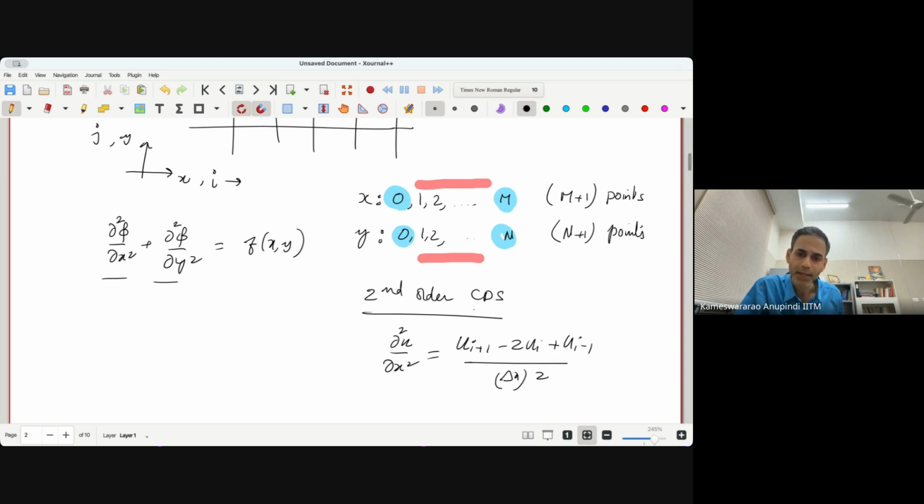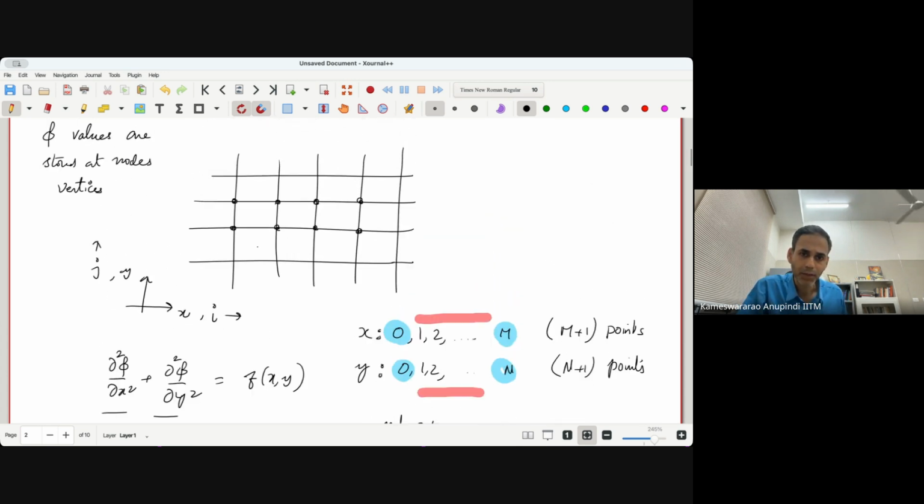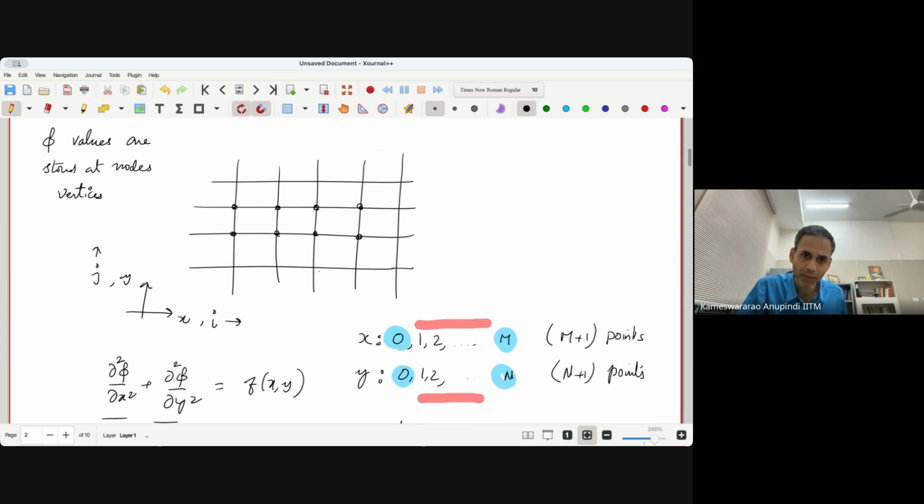That is the second order central difference scheme for a dependent variable u to be discretized along in the x direction. But then we realize that we are dealing with a two-dimensional problem in which, if this is my i,j, this is going to be my i+1,j, and this point is going to be my i-1,j, and this is going to be i,j+1, and this is going to be i,j-1. So these are the 4 grid points I have all around the i,j point.